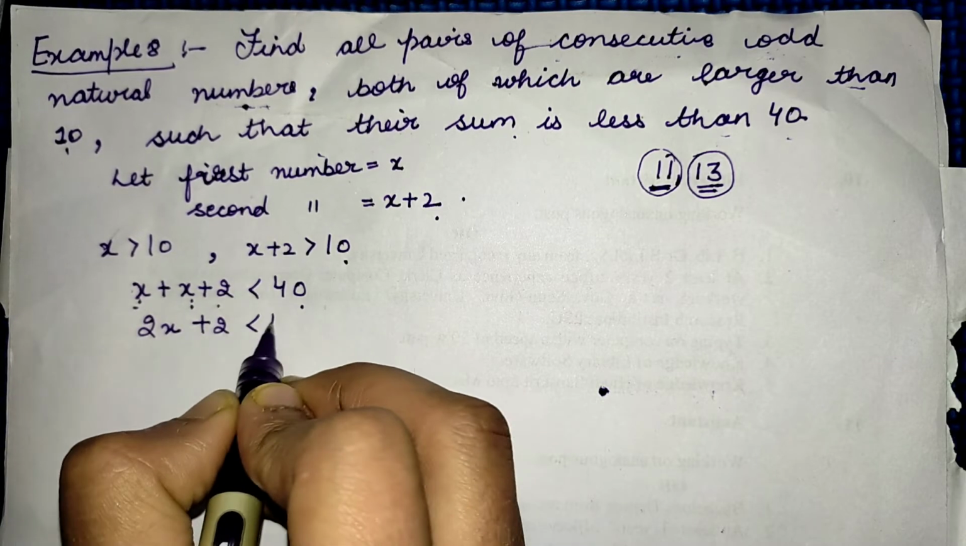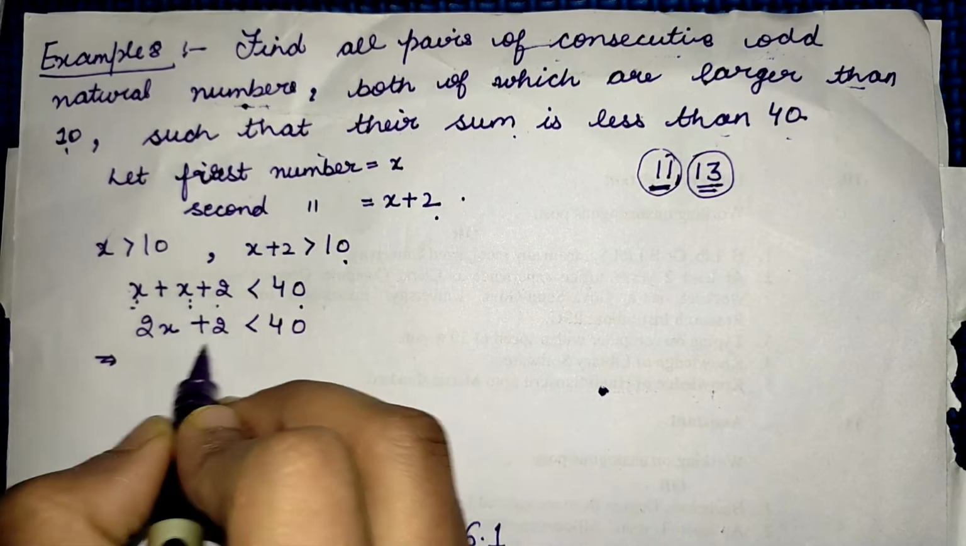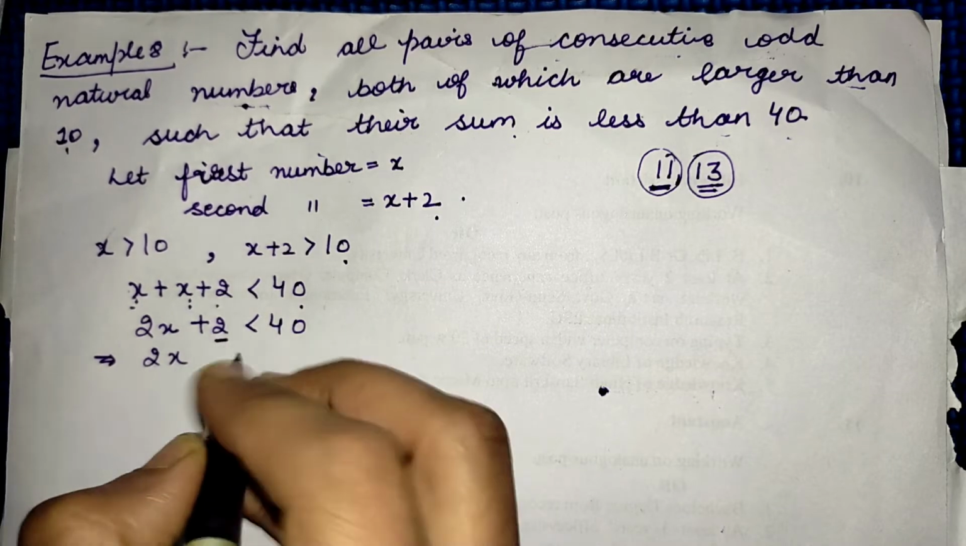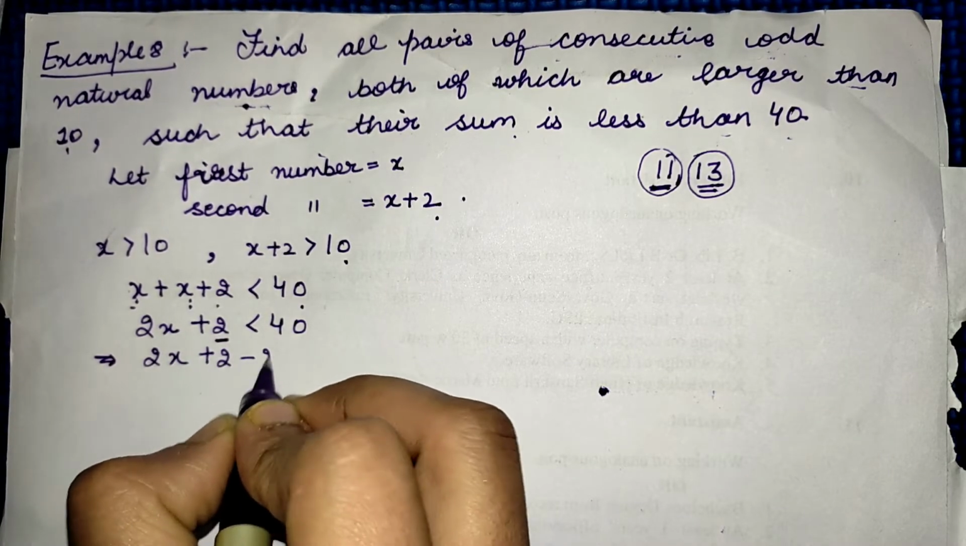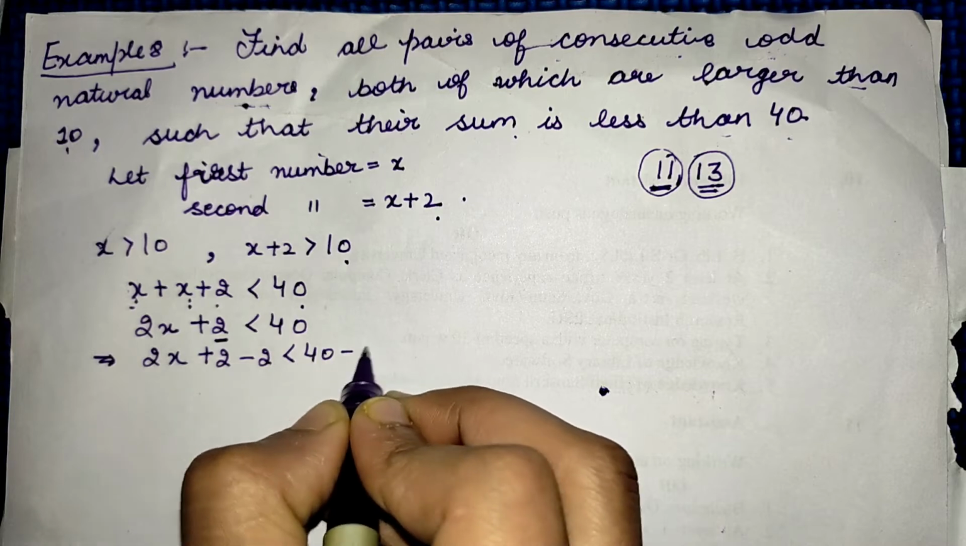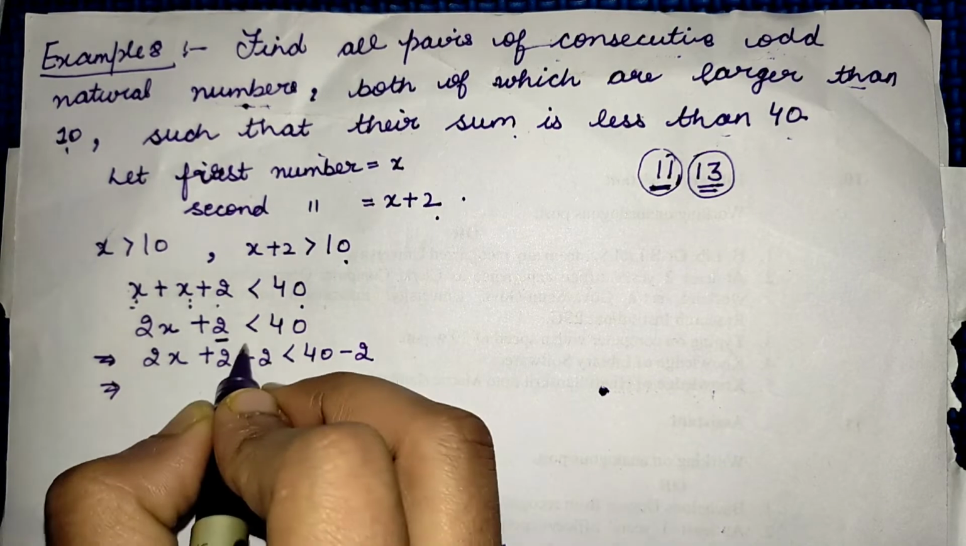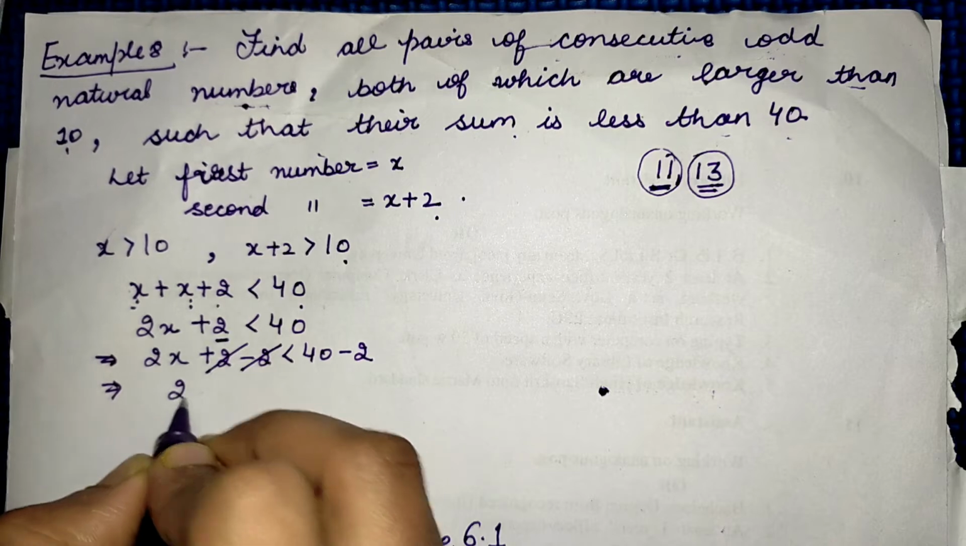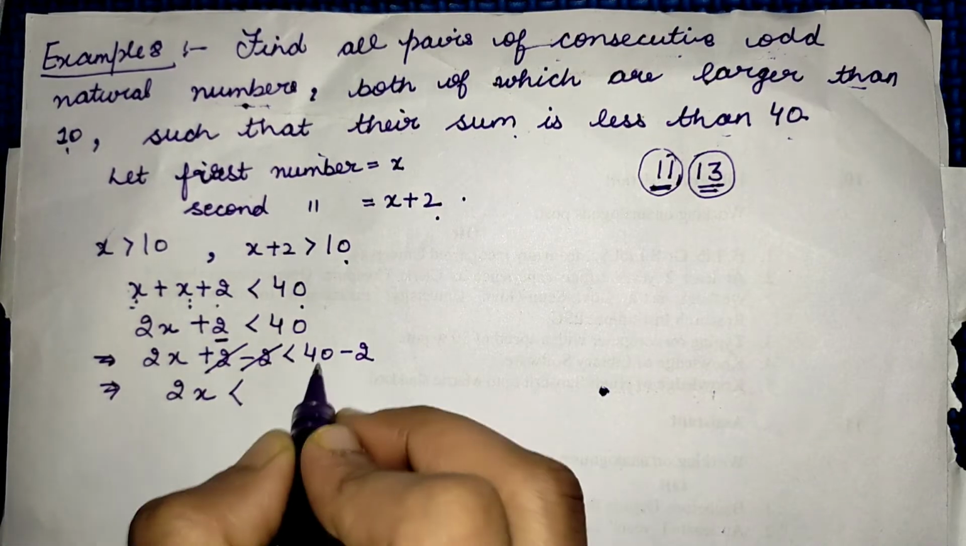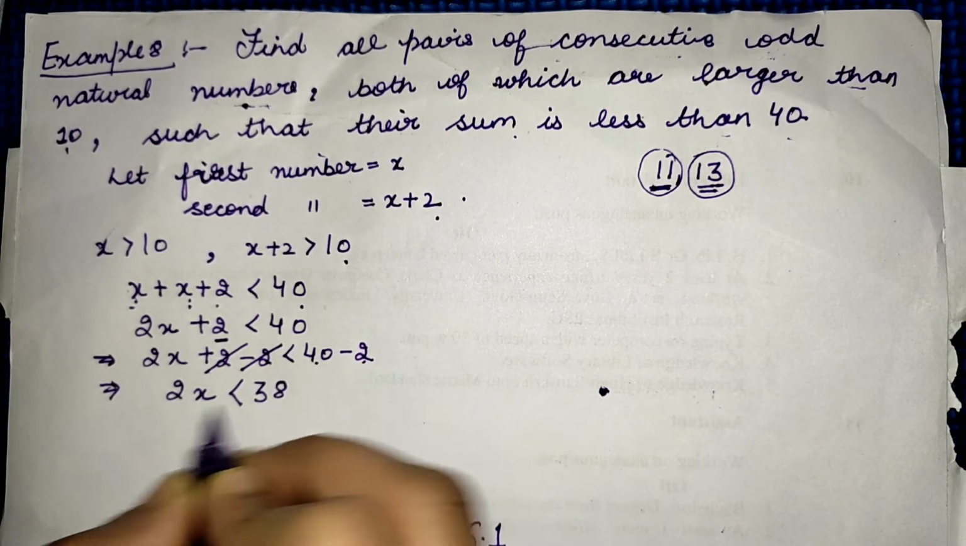2x plus 2 is less than 40. So I have to remove this 2. So what I will do? I will subtract 2 from both the sides. 2 and 2 will get cancelled out. It will be left with 2x is less than 38.